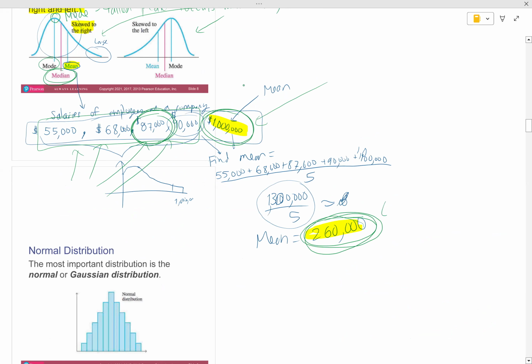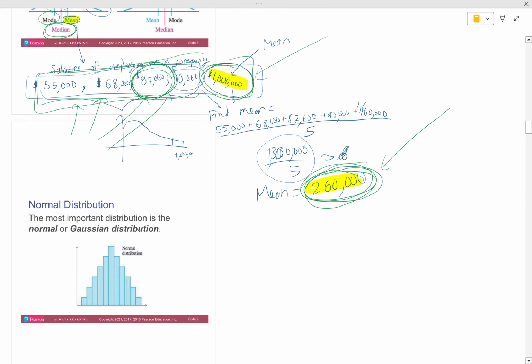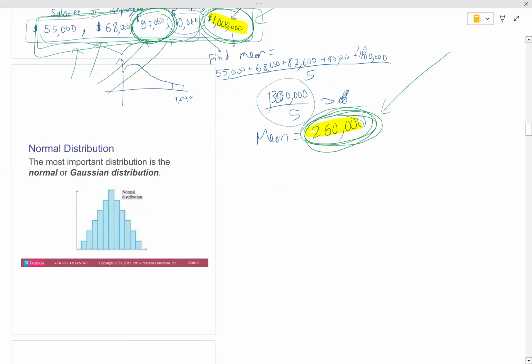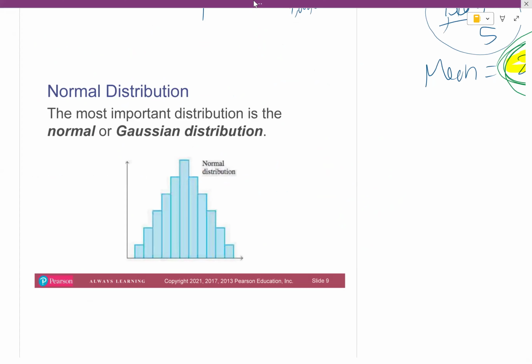Because if I saw that the mean salary of someone at this company was 260,000, I might be very excited. And then when I find out it's not that much, I'd say, hey, what the heck. I mean, the median's still a good salary, but geez, compared to what I thought it was, you know what I mean?